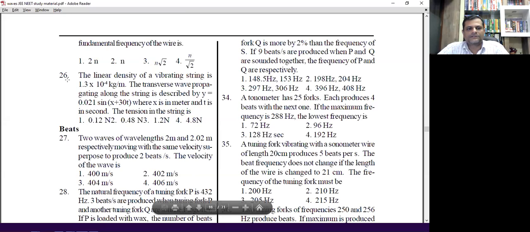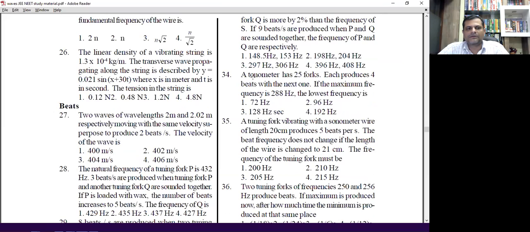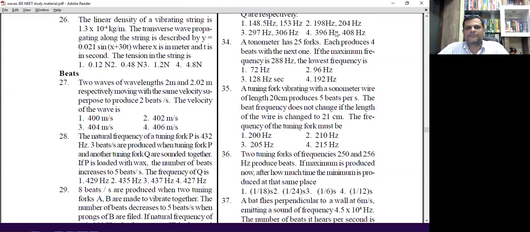चलो ठीक है, this 26th वाला देखो ठीक से एक बार, क्वेश्चन नंबर 26. Linear density of the vibrating string is 1.3 into 10 raised to minus 4 kilogram per meter. The transverse wave propagating along the string is described by y is equal to 0.021 into sine x plus 30t, where x is in meter and t is in second. Then the tension in the wire is okay.